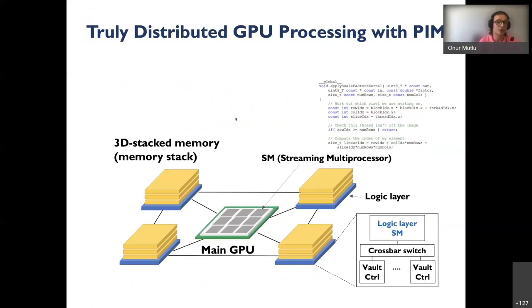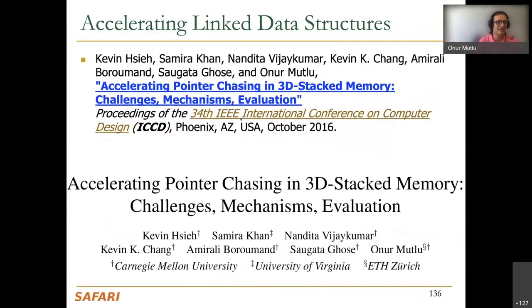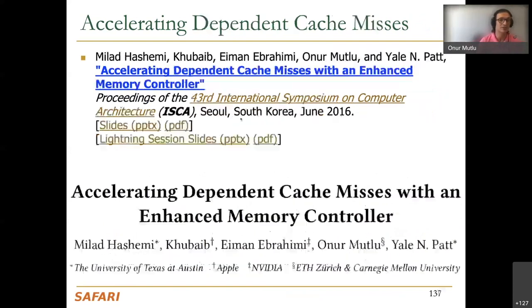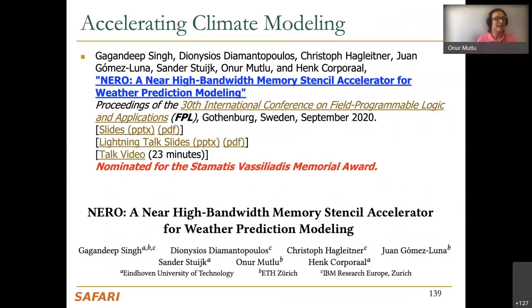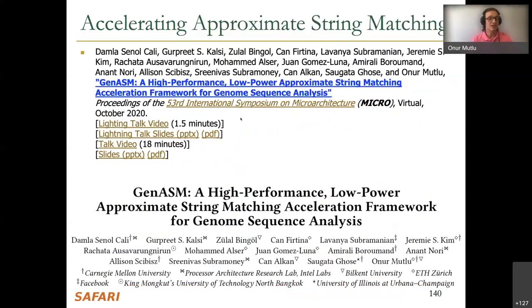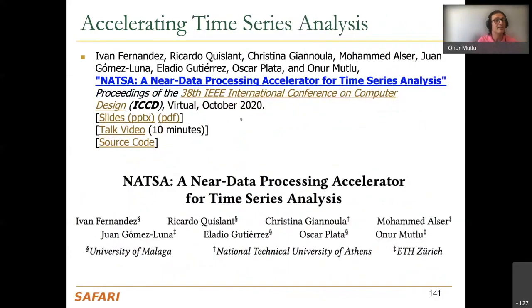You can do distributed GPU processing using processing near memory. And there are papers about it, which we don't have time for. You can accelerate linked data structures, which are at the core of many interesting data traversal algorithms today. And I think this is important going into the future. You can accelerate dependent cache misses, accelerate prefetching mechanisms. You can accelerate important applications like climate modeling. I will briefly mention this again. And approximate string matching, genome analysis, time series analysis that are employed in many scientific applications like astronomy, for example.